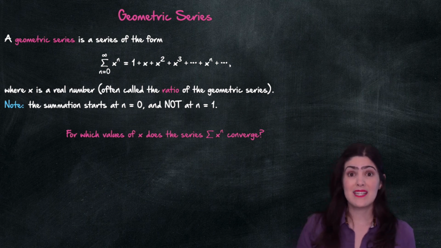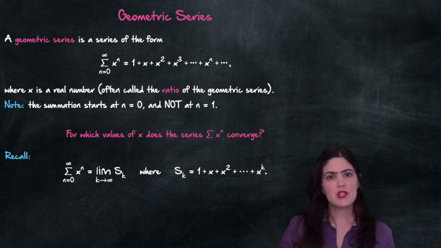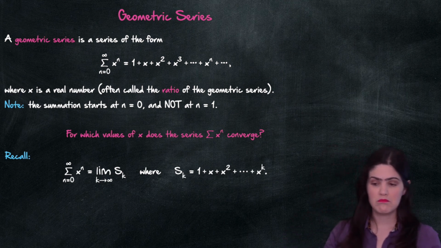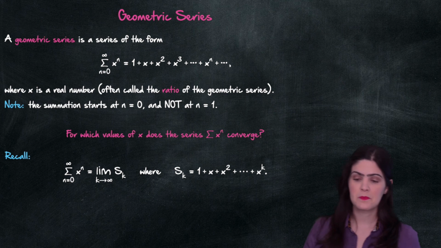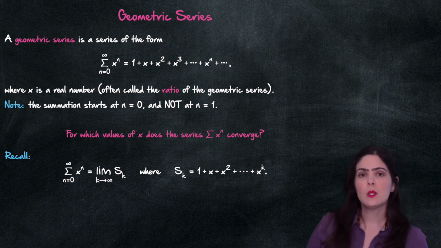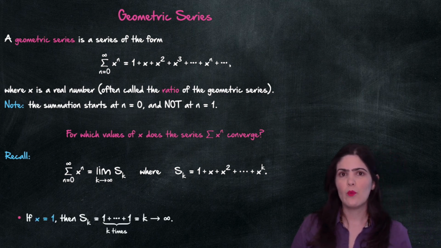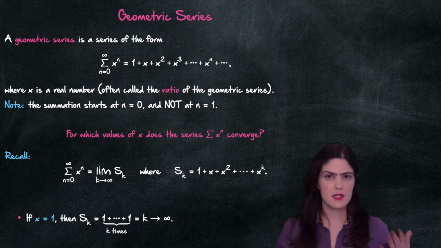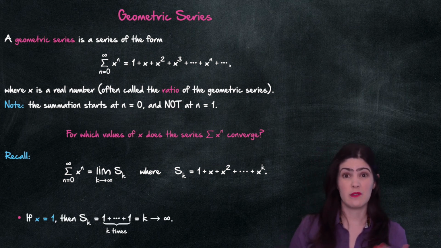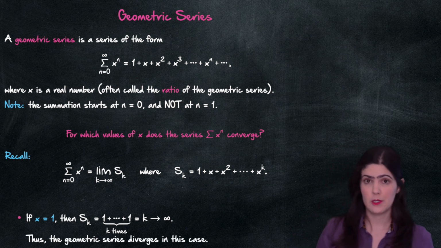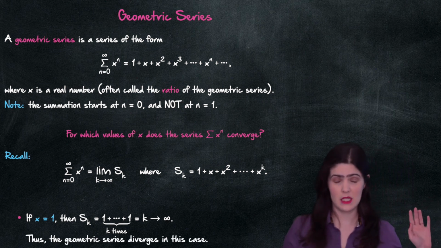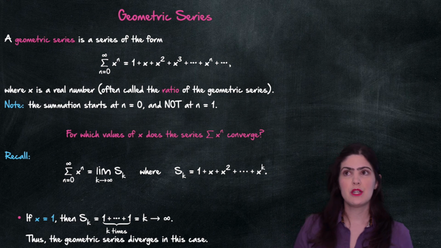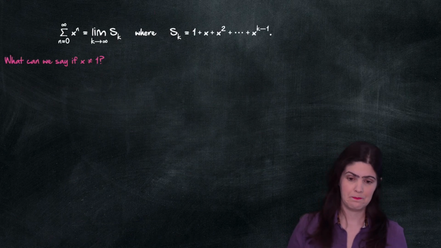So far the only tool that we have at our disposal is the definition, so we need to look at partial sums. Partial sums would be just the sum of the first k terms. Very good. So you see, if x is equal to 1, we're just adding 1 plus 1 plus 1 plus 1, k times. So this will go to infinity. So my series is divergent. Good. In case x equals 1, done. Now we need to take a look at what happens when x is not 1.